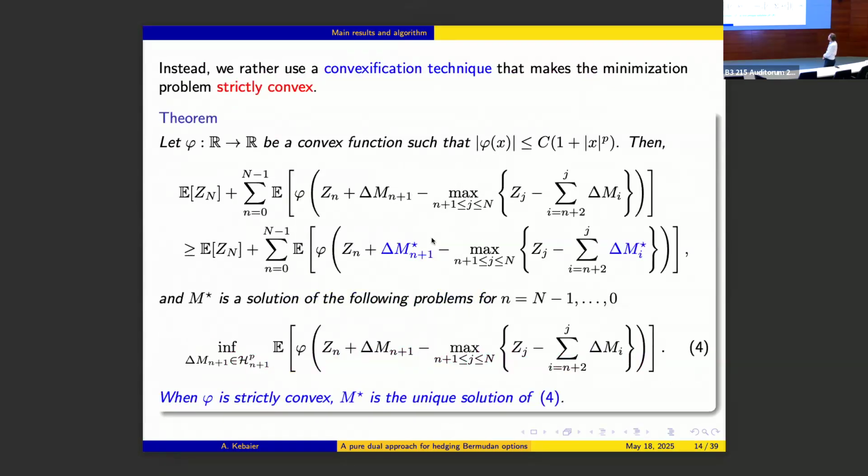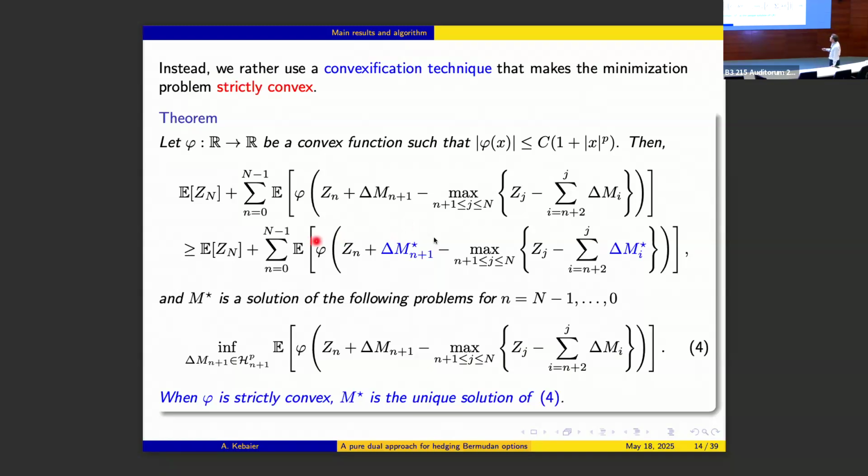So we rather use this convexification. I don't know if the English word is correct, but it gives the correct sense. This makes the problem strictly convex. How? This is the main theorem of the paper. It's the main result.